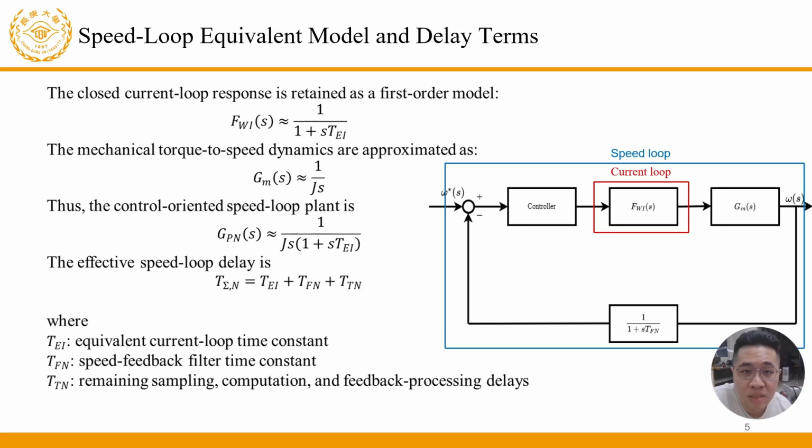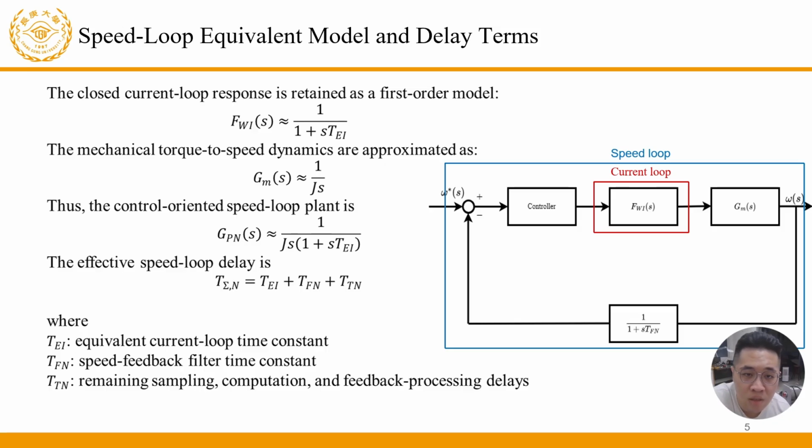For the speed loop design, we do not ignore the current loop. Instead, we approximate it as a simple first-order system. It means the current loop behaves like a system with a constant response speed. The mechanical part of the motor is also simplified. It converts torque into speed, and its behavior depends on the inertia. So the overall speed loop plant includes both the current loop dynamics and mechanical dynamics.